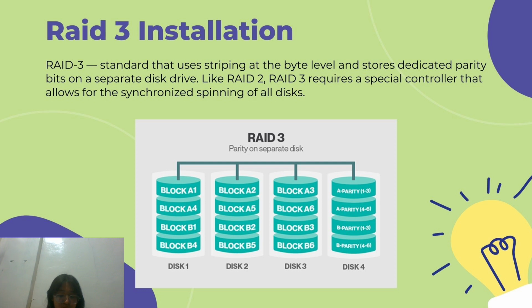Now let's proceed to RAID 3. So RAID 3, it is a standard that uses striping at the byte level and stores dedicated parity bits on a separate disk drive. So like RAID 2, RAID 3 nagre-require ito ng special controller na nag-allow for the synchronized spinning of all disks.